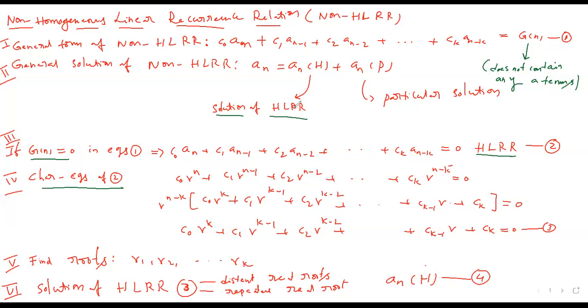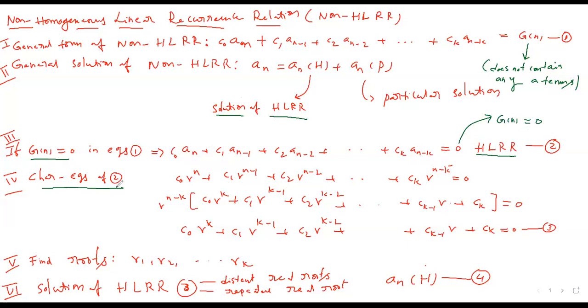First come to the homogeneous recurrence relation. If you require the homogeneous recurrence relation, first take the right side part to be identically 0. That means Gn equals 0. Suppose Gn equals 0 in the equation, the right side part being 0, I am writing the same equation. Then it is called the homogeneous recurrence relation. It is denoted by equation 2.